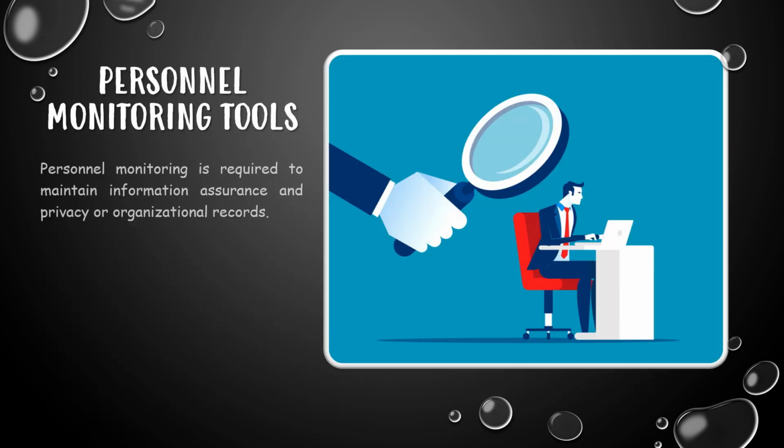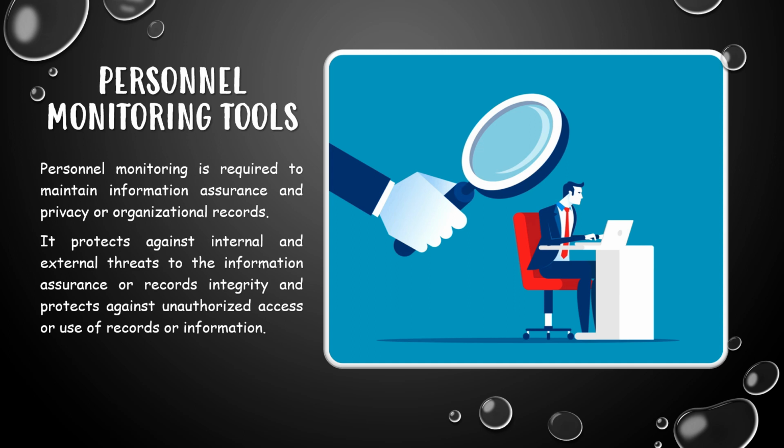So, personnel monitoring tools. With an increase in the number of employees having access to the internet and email, there is a need for personnel monitoring to safeguard organizational records and stakeholders' interest. Personnel monitoring is required to maintain information assurance and privacy of organizational records. It protects against internal and external threats to information assurance or records integrity, and protects against unauthorized access or use of records of information. Organizations need to understand the local and international laws pertaining to privacy before implementing monitoring.